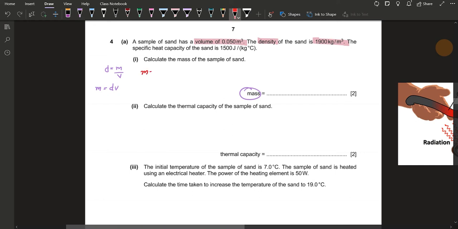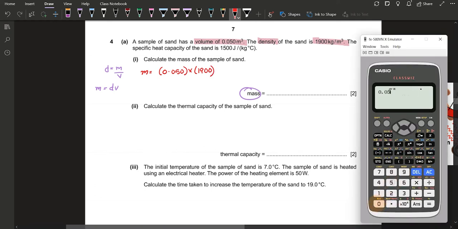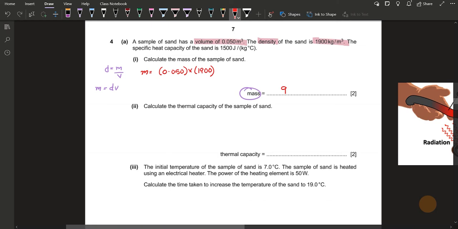So our mass is going to be equal to volume, which is 0.050, into 1900. So we multiply this and we get our answer as 95 kg, since mass is in kg. Part 2 says calculate the thermal capacity of the sample of sand. So how do you find thermal capacity? You know that E equals mc delta T, right? And this part mc is the thermal capacity.